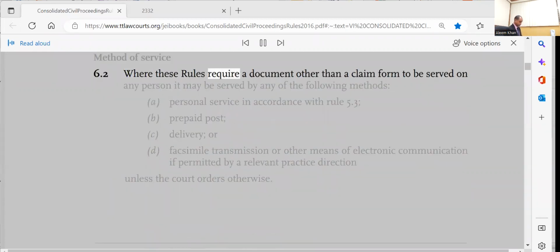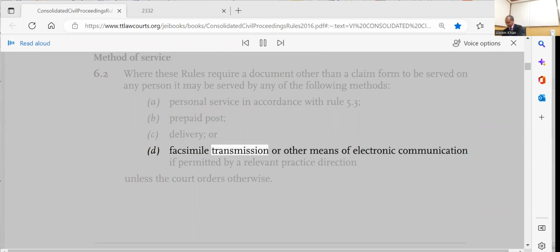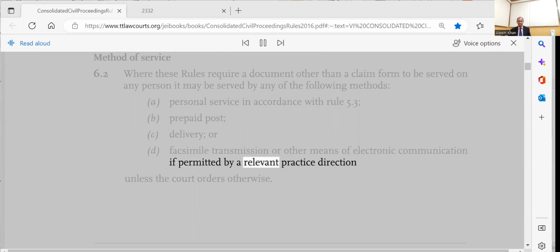Method of service. 6.2 Where these rules require a document other than a claim form to be served on any person, it may be served by any of the following methods: (a) personal service in accordance with Rule 5.3, (b) prepaid post, (c) delivery, or (d) facsimile transmission or other means of electronic communication if permitted by a relevant practice direction, unless the court orders otherwise.